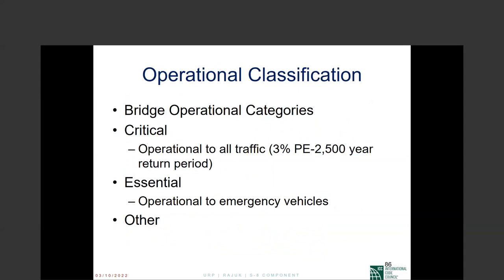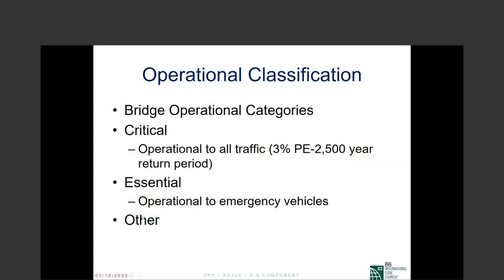So based on the AASHTO specification, we have what's called the operational categories, and we have the critical, we have essential, and we have the other. The critical is for 3% in 2,500 years. This is what we do, for example, if we want to design the Bay Bridge; this will be a critical structure, and we want to have the bridge essentially elastic. The essential one is if we want to have it operational only for the emergency vehicles. The third one, which is called the other, is what we normally design. Most of the highway bridges, we design them under the other.